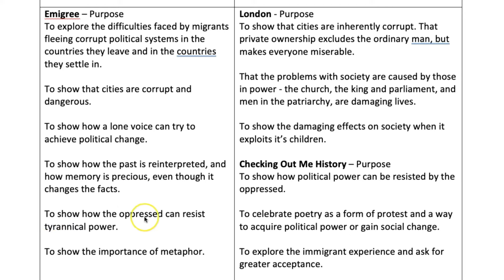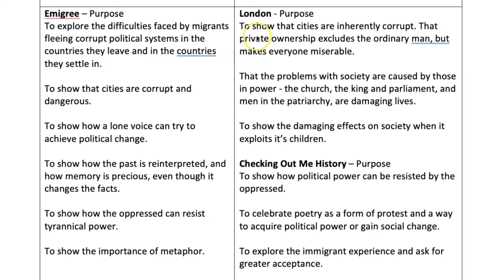To show how the oppressed can resist tyrannical power, and to show the importance of metaphor, because the whole poem is told through metaphor. Well, there are three poems I'm going to show you can compare it with. Now, obviously, you know by now I'm going to recommend London should come top, because it is a pre-1918 poem and has a really clear, defined structure and form, whereas Emigree doesn't.